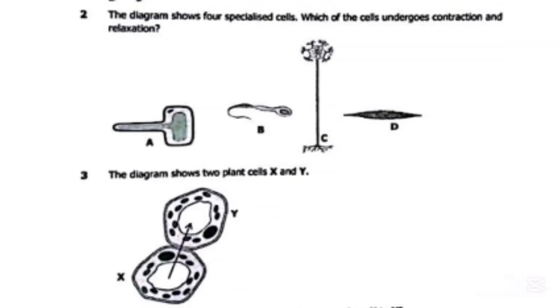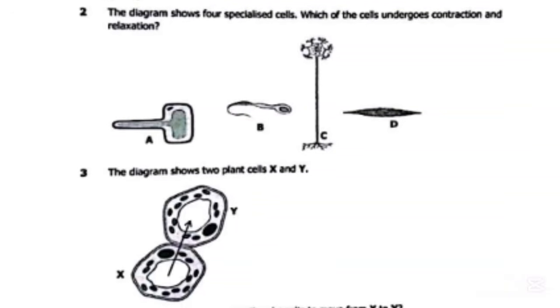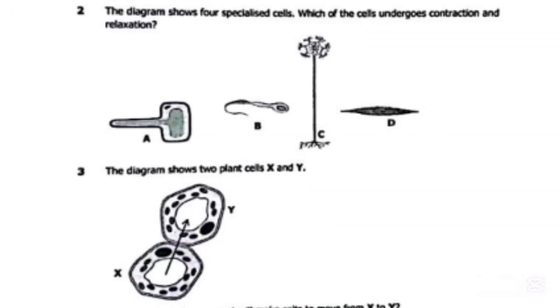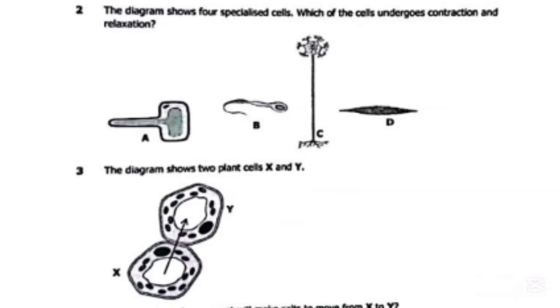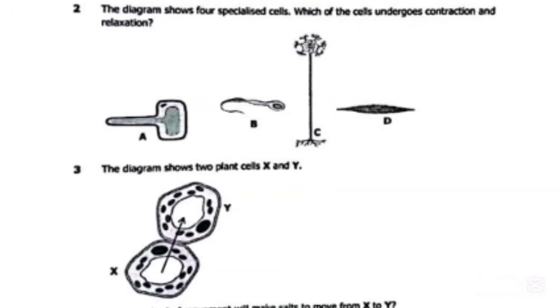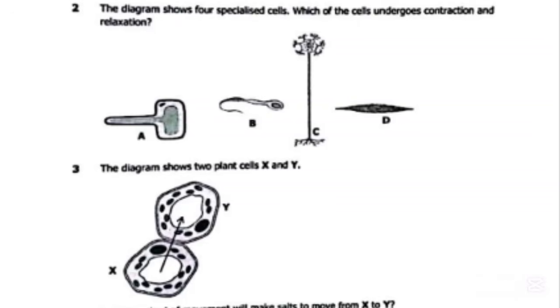Moving on to question 2. Question 2 is saying the diagram shows 4 specialized cells. Which of the cells undergoes contraction and relaxation? Most of you who have watched my specialization video are quite familiar with this question. So first, identify what? The cells.